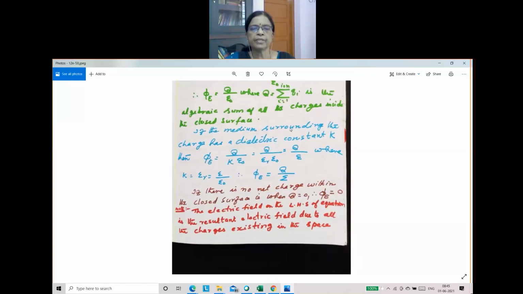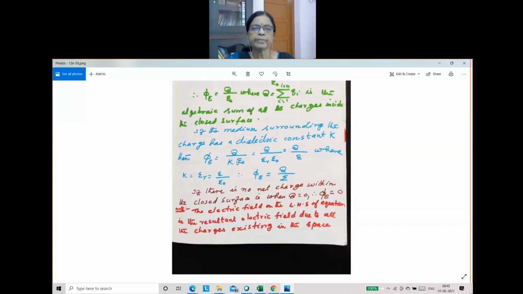If the medium surrounding the charge has a dielectric constant K, then flux equals Q by K epsilon 0. Because we know epsilon by epsilon 0 is K, that we have studied. If it is another medium, instead of epsilon 0, we have to write K into epsilon 0, for another value of dielectric constant. For air, the dielectric constant is taken as 1. For free space, we take almost nearly 1 itself.